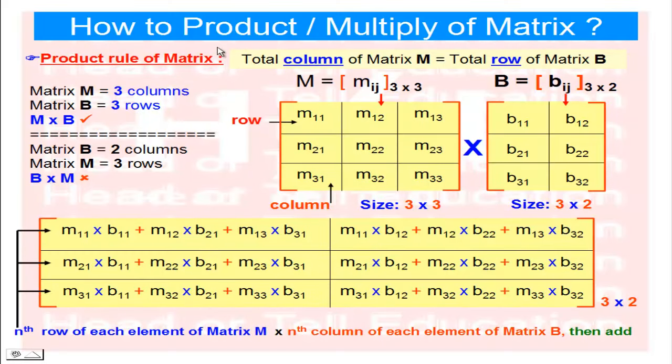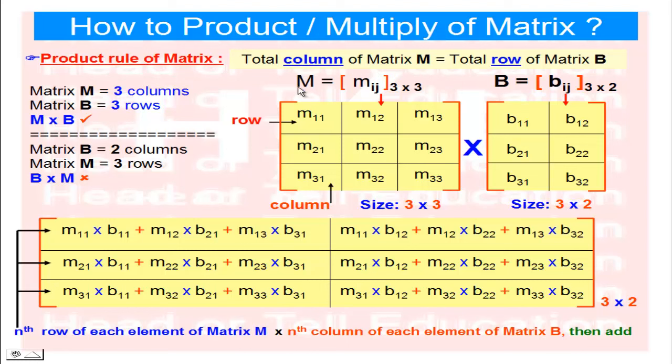Now we check how to product or multiply matrices. If you already know how to add and subtract matrices, that is an easy way, but the product or multiplication of matrices is different. In the product, there is a rule of matrices we have to follow. The rule is, we always have two matrices, and we have to check the total columns of the first matrix and the total rows of the second matrix.